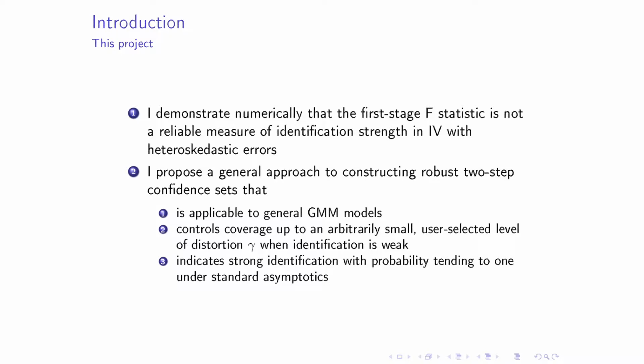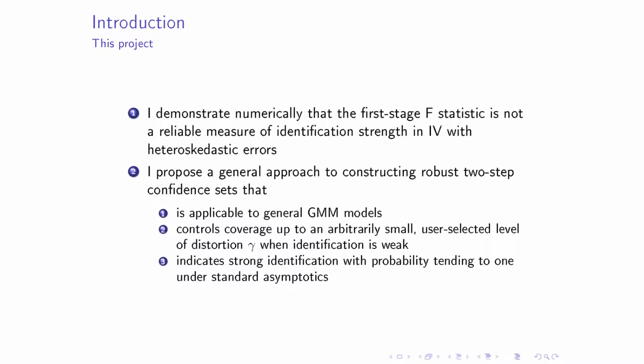Motivated by that fact, I'm going to propose a different approach to constructing two-step confidence sets, which will be applicable to general GMM models, will control coverage up to an arbitrarily small user-selected level of distortion gamma when identification is weak, and that will indicate strong identification with probability tending to 1 under the usual asymptotics.